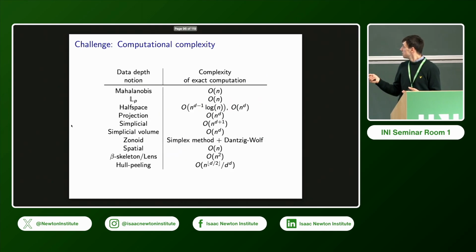If we look at the complexities, for good depths, good in the sense that they are robust and affine invariant, for example, and they nicely reflect the geometry of the data, we would have something like this or something like this, which is pretty high computational complexity if we want to compute these depths exactly. So the question is what to do with this challenge, right? How can we still apply this nice methodology if we have this computational constraint?